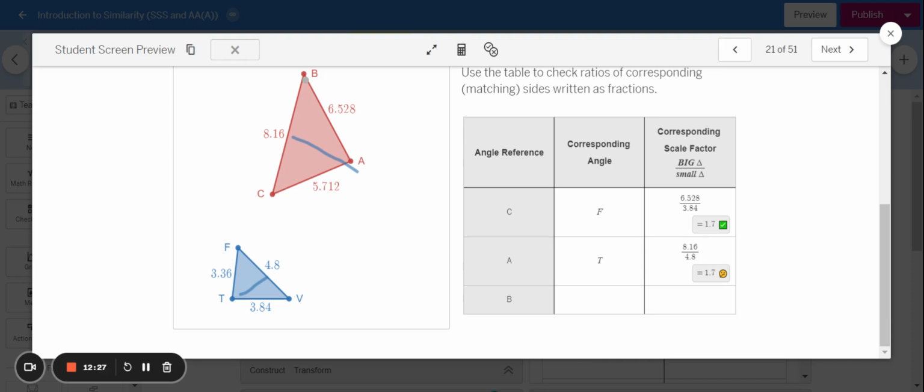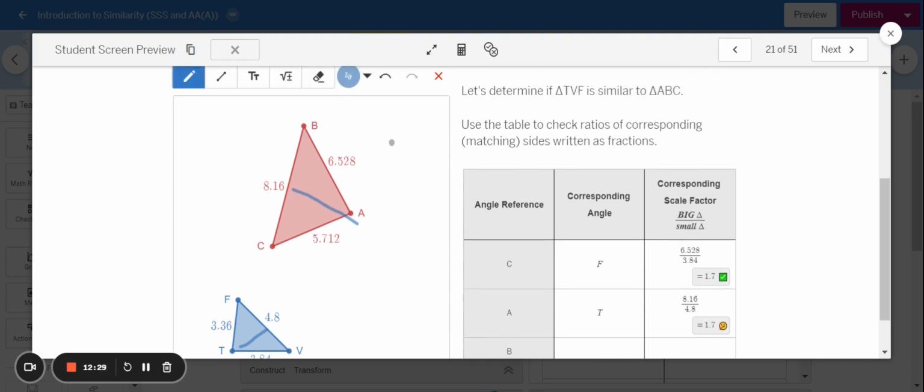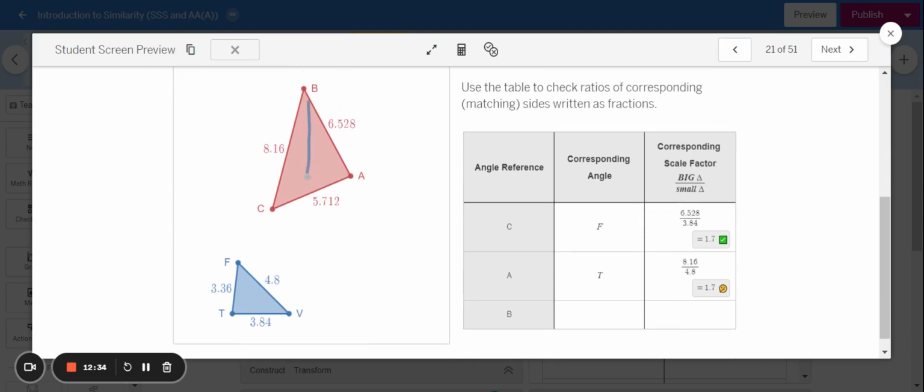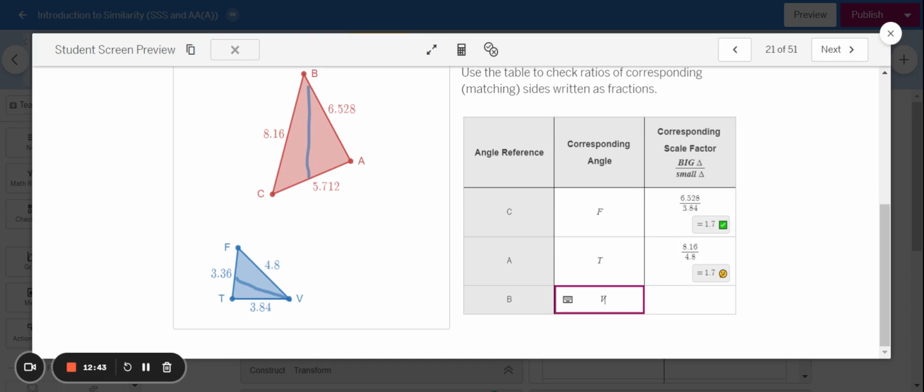And then likewise for B, B goes to the 5.7, which is the lowest number. And then the smallest number looks like it's going to be V. So V corresponds to this. So once again, we're still doing the red over the blue triangle. So the red triangle is 5.712, and then the blue triangle is 3.36, and then notice that's also 1.7 there.